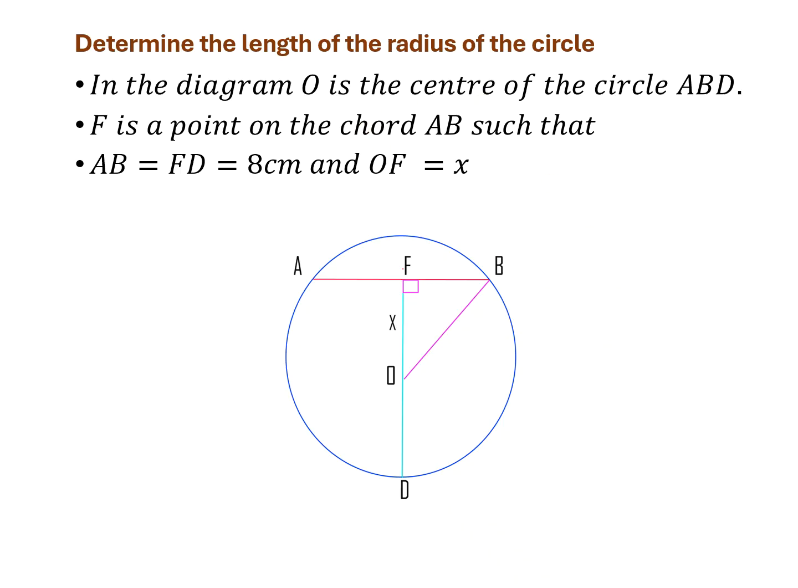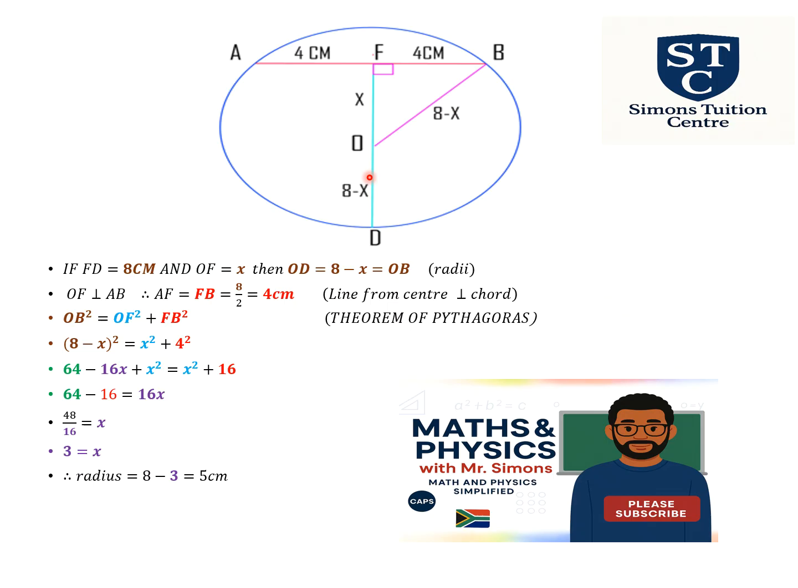Right, we want the length of the radius. So, if AB equals 8, according to line from center perpendicular to chord, AF must equal FB. So meaning the whole thing is 8, 8 divided by 2, that's 4 centimeters and 4 centimeters, right? But AB is the same length as FD, which is 8. So if OF is x, then this part from O to D for the radius would then be 8 minus x. So that radius from O to B is also 8 minus x. So I have 8 minus x, I have x, and I have 4 centimeters.